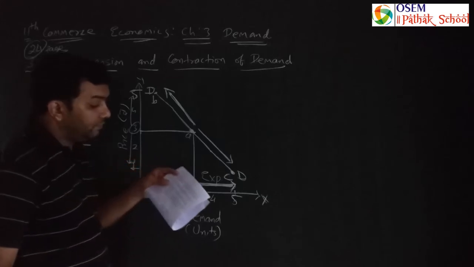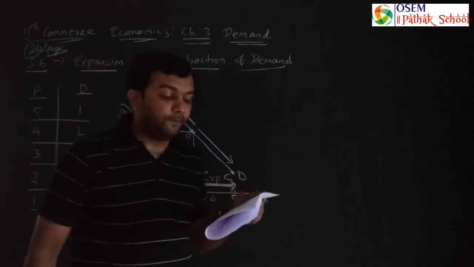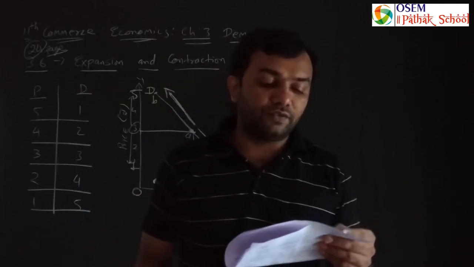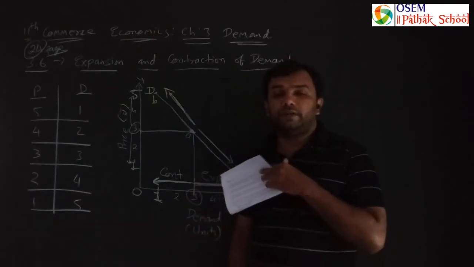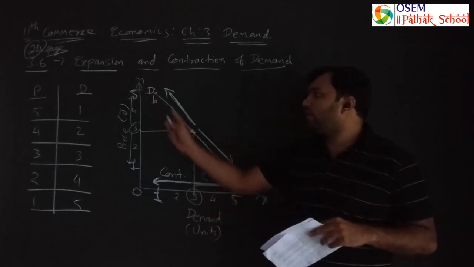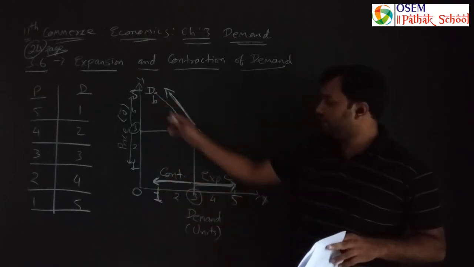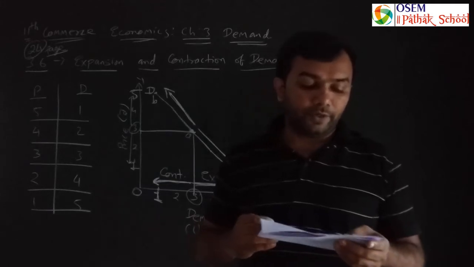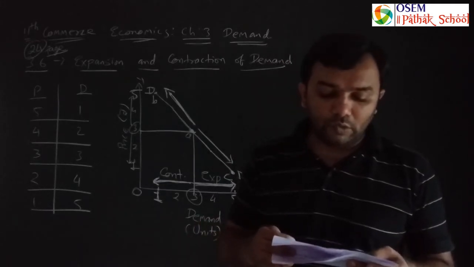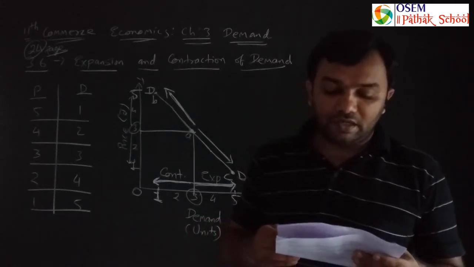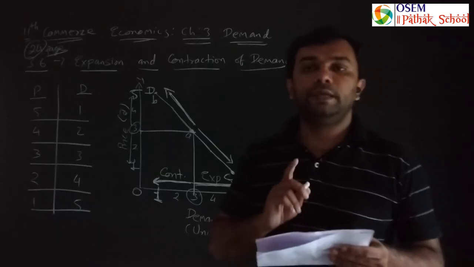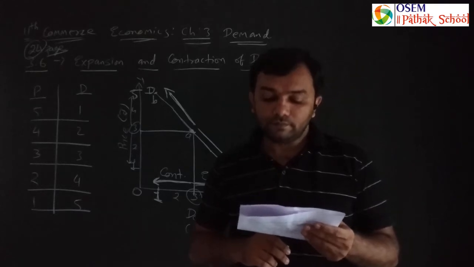The movement from point A to point B on the same demand curve DD is called contraction of demand. So the important point here is on the same demand curve. All this procedure is happening on the single demand curve DD. In a way, expansion and contraction of our demand occur on the same demand curve. So it is most important and you must underline it.